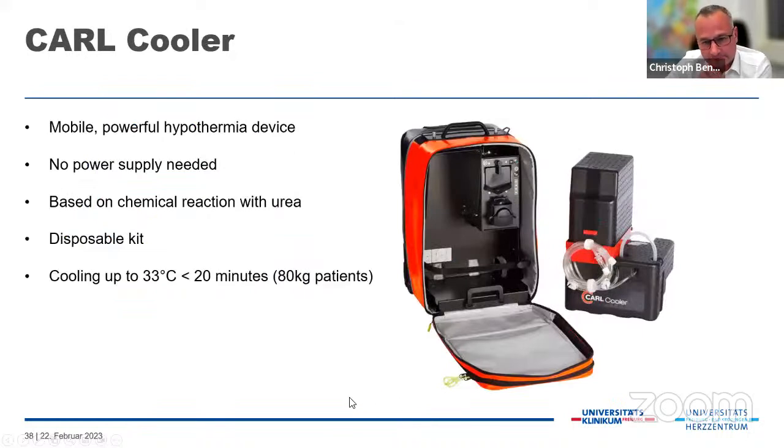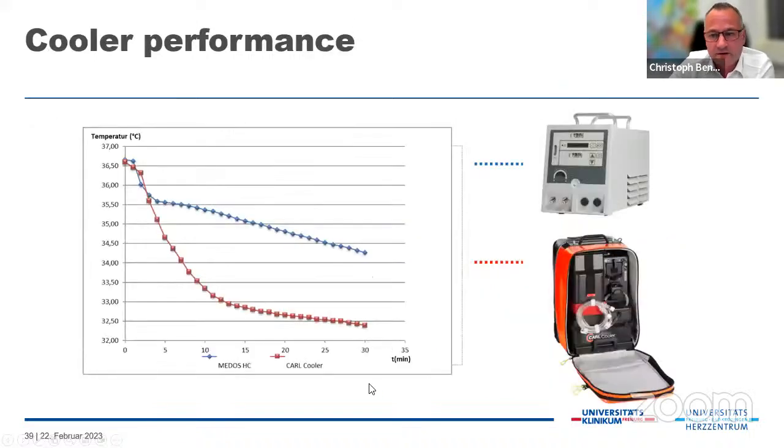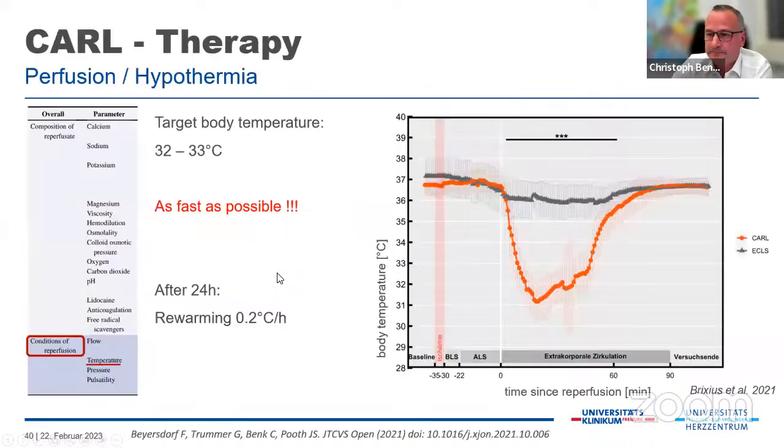And therefore we use a technique everybody knows, the chemical reaction with water and urea. With this setting in a cooler, you are able to cool down an 80 kilo patient, for example, in less than 20 minutes, down to 33 degrees. We compared it to normal ECMO heated cooler units, and you can see on the red line that we are able to cool down a patient in less than 20 minutes to less than 33 degrees.